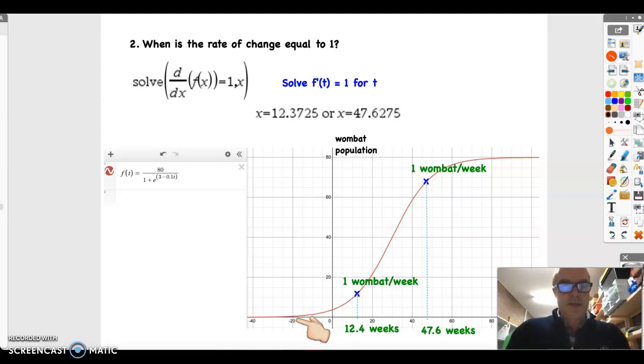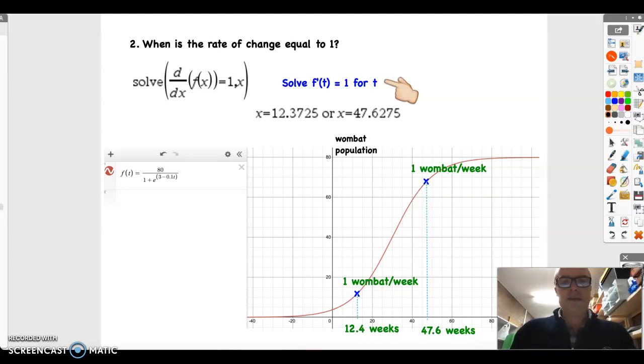So on the calculator, I've used my calculator to solve this equation. So the derivative of f of x is equal to 1. That's when my rate of change is equal to 1. I'd like to solve x, in other words, the number of weeks. In the context of this problem, we could say we're solving f prime of t equals 1 for t. I'm using x on the calculator, not t.